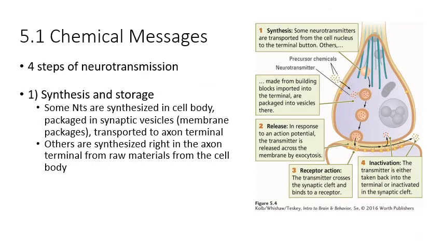So within a chemical synapse, there are 4 steps for neurotransmission, or the transmission of neurotransmitters into the synaptic cleft for reception on the postsynaptic cell. The first step is synthesis and storage. Some neurotransmitters are synthesized in the cell body and transported to the axon terminal, and others are synthesized right in the axon terminal from raw materials that came from the cell body.